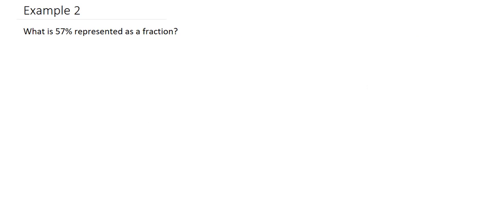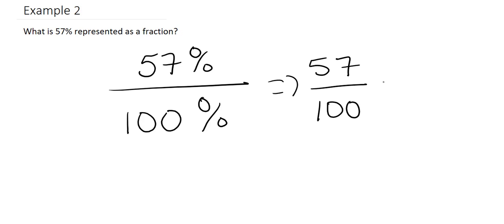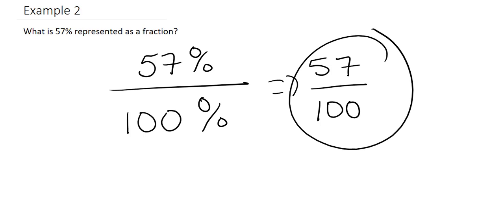Example 2. What is 57% represented as a fraction? So we're going to go 57%. I'm going to go ahead and divide it by 100%, right? Gets rid of the percentages. We're just left with our fraction, right? 57 over 100, because that's a reduced fraction. There's nothing else we can reduce it by.